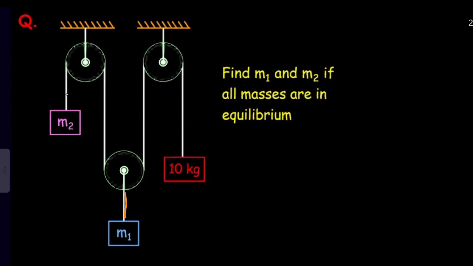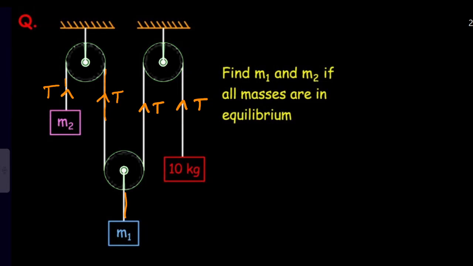Let us say here, this tension we are naming as T. Now here this one is tension T. This string, same string only, so this tension is also T. Now this one is the same string only, tension T. And this also same string only, tension T. First step clear.